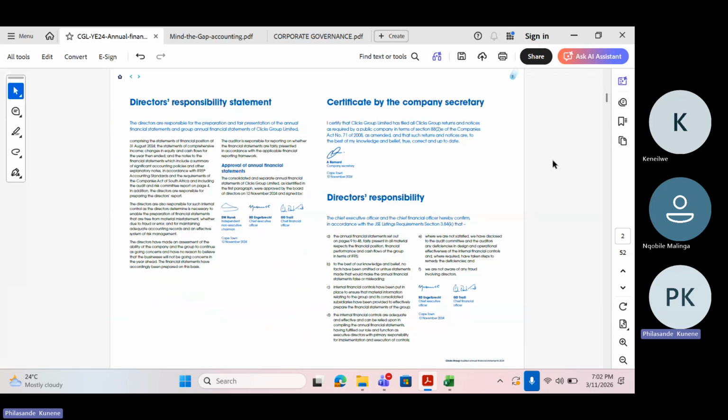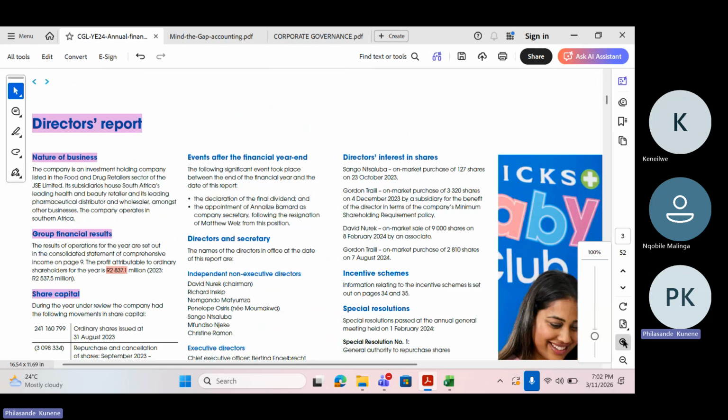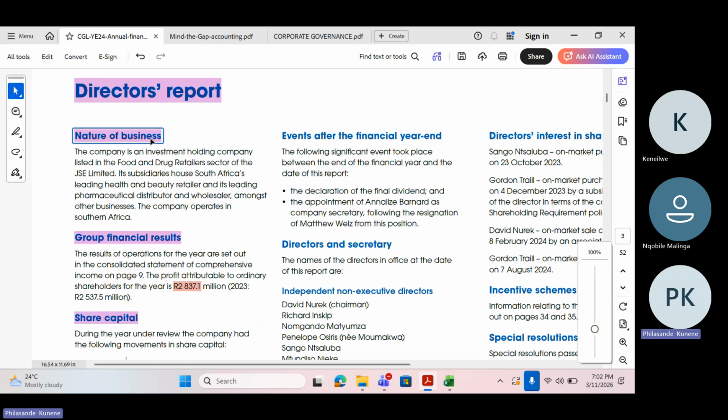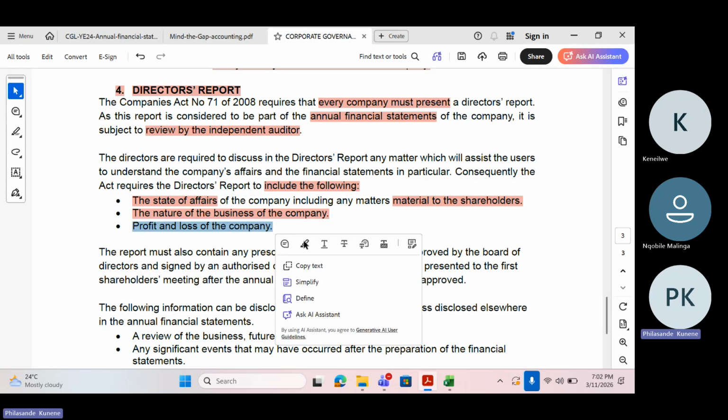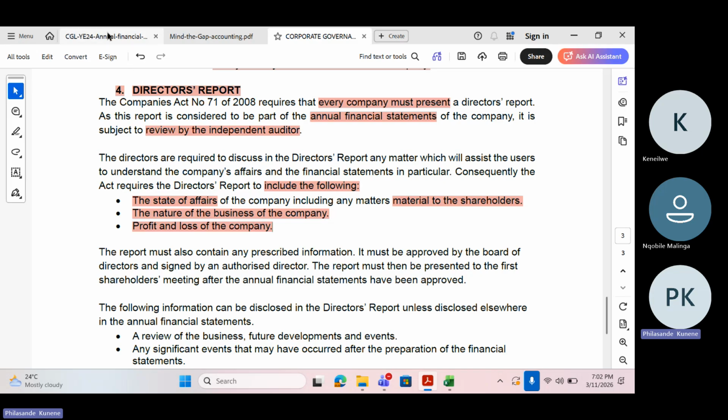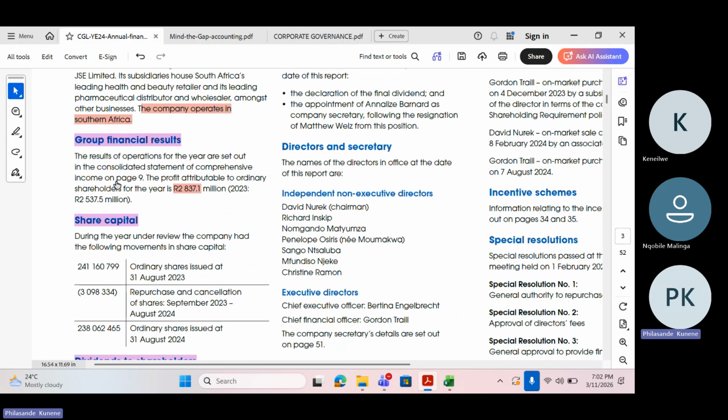Let's go and see if the directors do report on the nature. You can see here, there is the nature of business. The company is an investment holding company listed in the food and drug retailers sector of the JSE. It is a subsidiary of House, South Africa's leading health and beauty retailer, and its leading pharmaceutical distributor and wholesaler, amongst other businesses. The company operates in Southern Africa. You can see they did tell us about the nature of the company, which is a requirement. Profits and losses of the company, directors must tell us about that. And they did tell us about the profit and losses of the company. It's there.